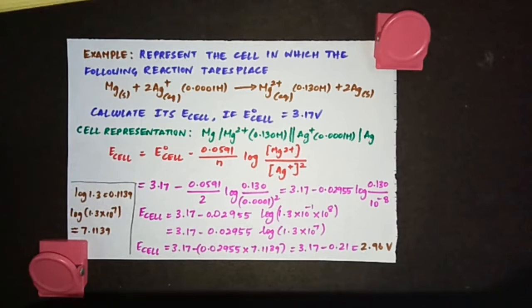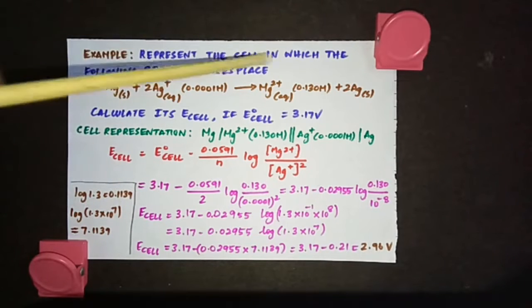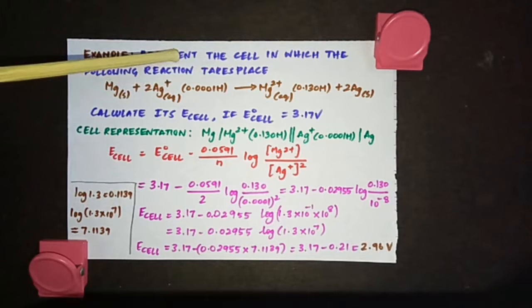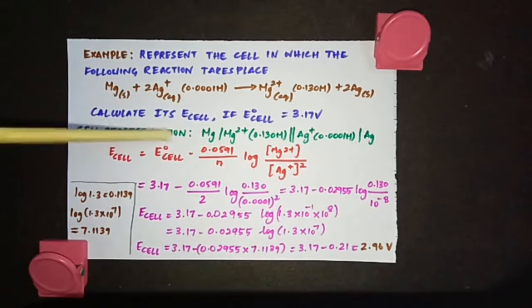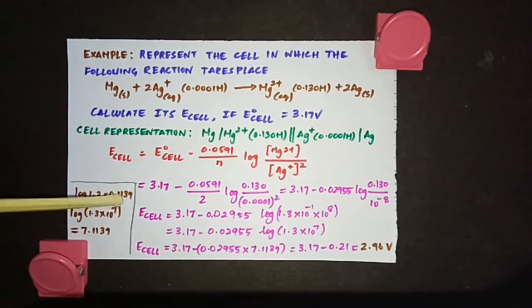In the values, when you look in the log tables, in this side you will have the values. There you have to see 13, and here in the other tabular columns you have to see 0 value. So for 13 0, you will get 1139. So the log value for 1.3 is 0.1139.